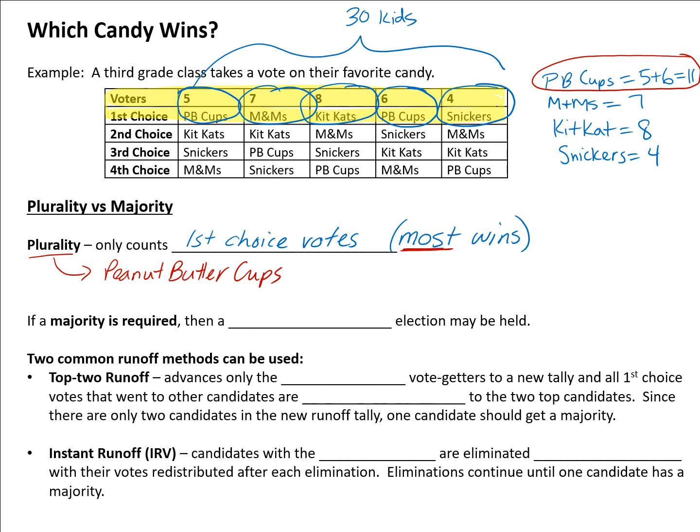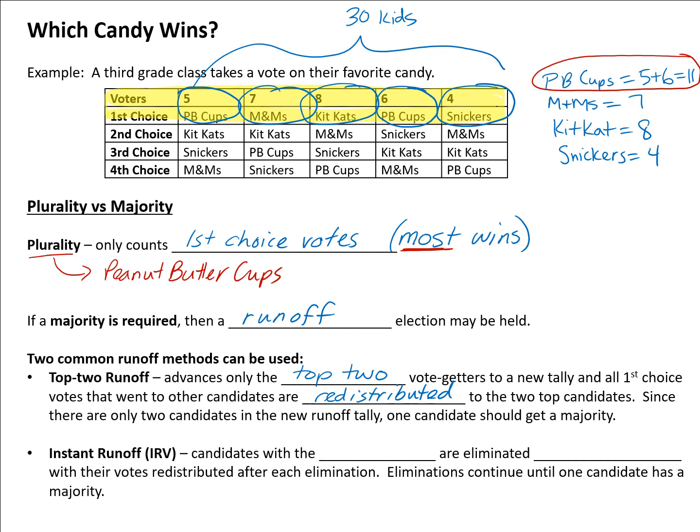Now, if a majority is required, then we need a runoff. So a runoff election would be held. And there are 2 common types of runoffs. There's a top 2 runoff that advances only the top 2 vote getters to a new tally, and all the first choice votes that went to other candidates are redistributed to the top 2 candidates. Since there are only 2 candidates in the new runoff tally, one candidate should get a majority. Occasionally you might have a tie, but it's very unlikely when you're looking at a huge number of people like there would be in a city.